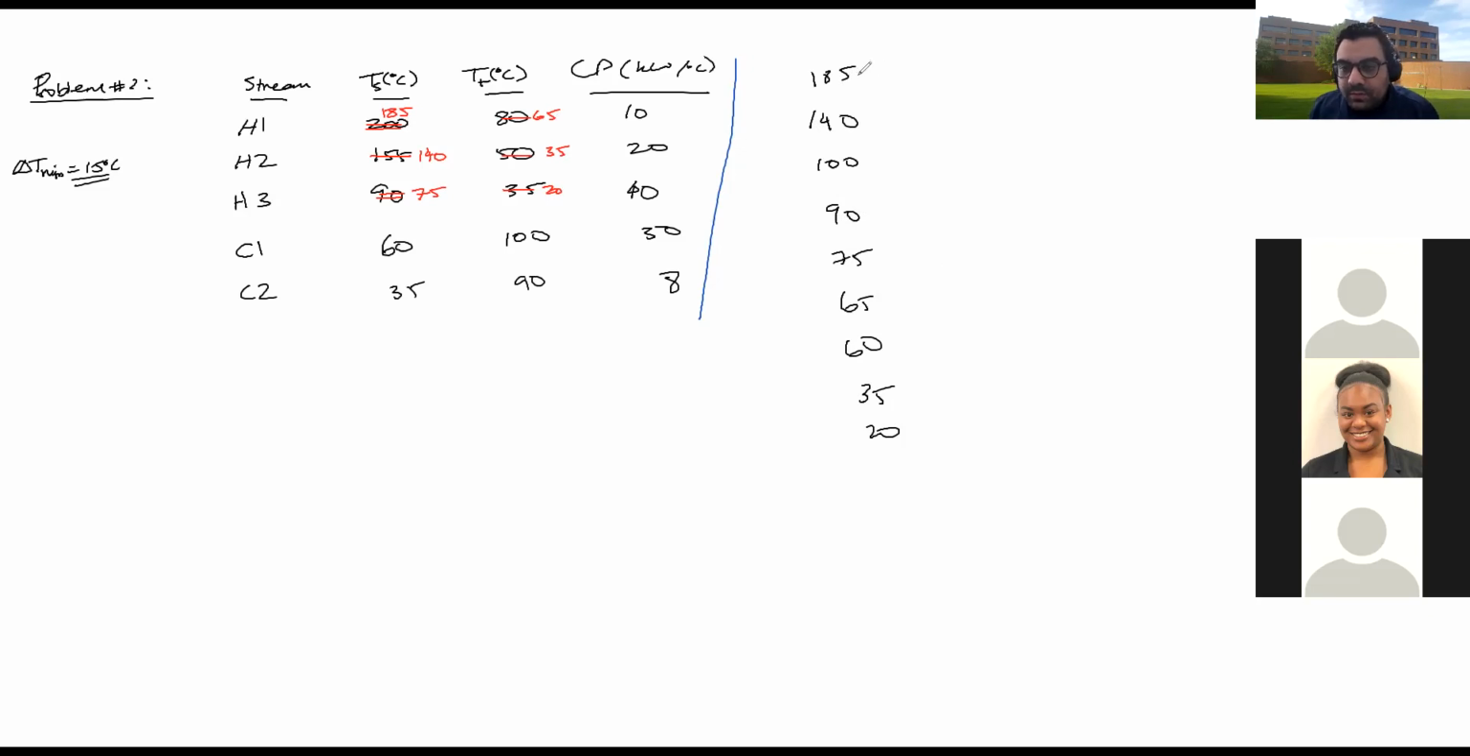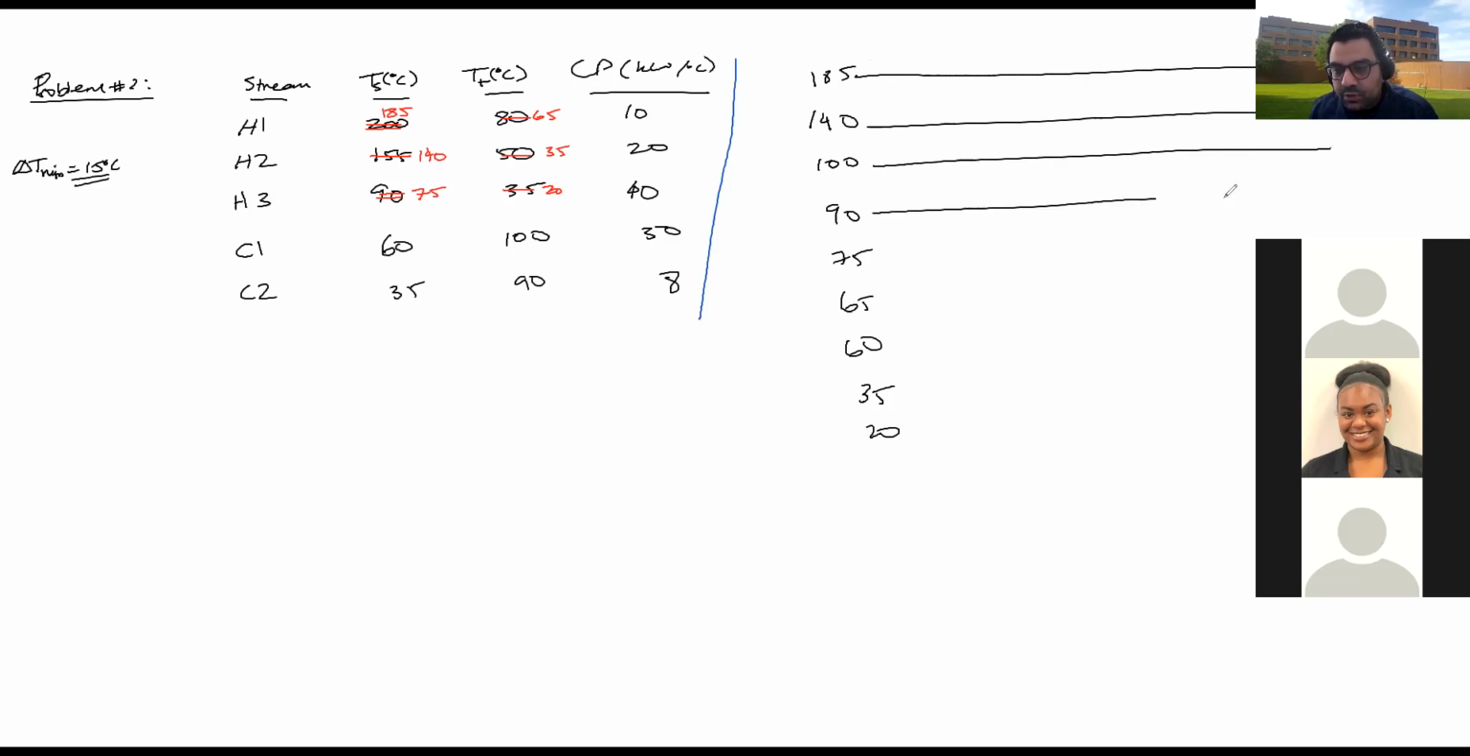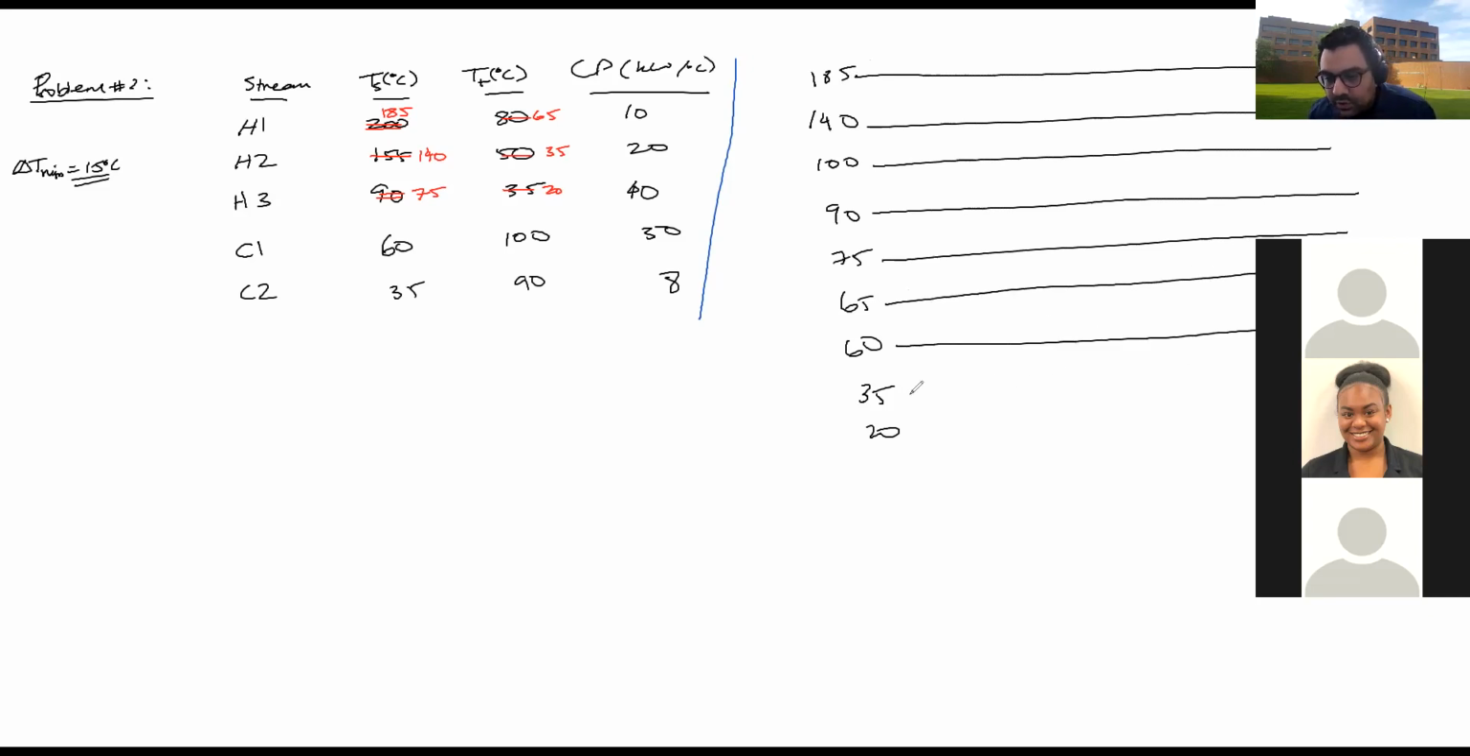Then I'm going to plot my streams. Again, the graphical approach is the easiest approach. If you're comfortable figuring it out yourself, do whichever way works for you. This approach just minimizes errors, okay? And here I can see that I have a bunch of intervals. How many intervals do I have? This is my first interval, second, third, fourth, fifth, sixth, seventh, eighth. Okay.